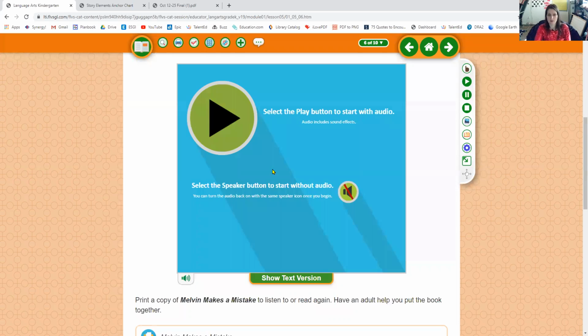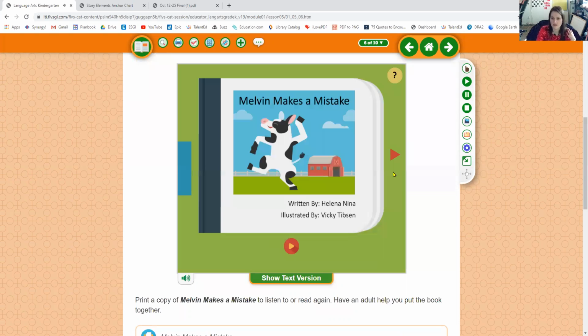Okay, let's read. Melvin Makes a Mistake. It was written by Helena Nina. That means she did the words. The author does the words. Illustrated by Vicki Tibson. So the illustrator does the pictures. Vicki Tibson did the pictures.